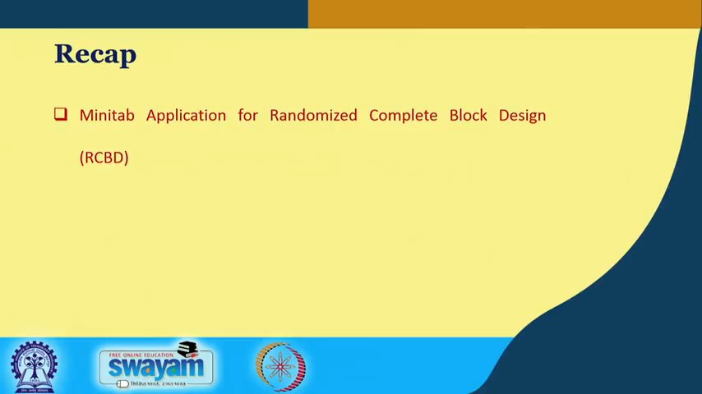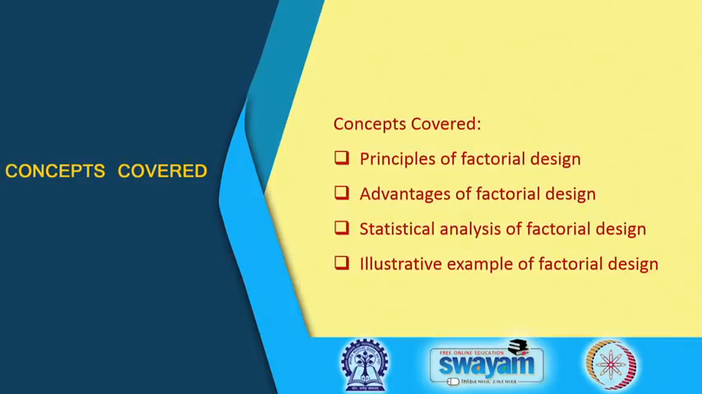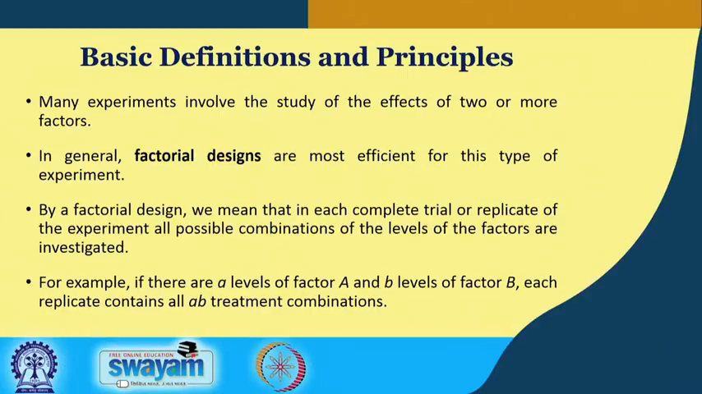Recap: we have talked about Minitab application for randomized complete block design in the last lecture, and this lecture will basically focus on principles of factorial design, advantages of factorial design, statistical analysis of factorial design and an illustrative example of factorial design. More or less the statistical analysis will remain the same, but we will be addressing the different conditions under which we are trying to execute the experimentation.